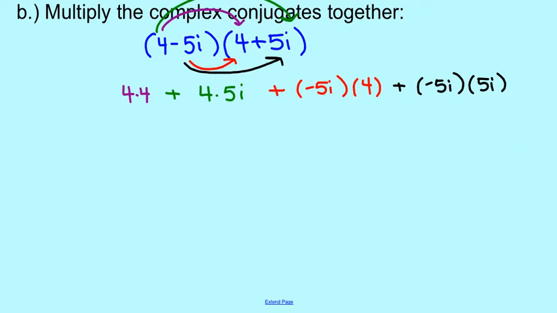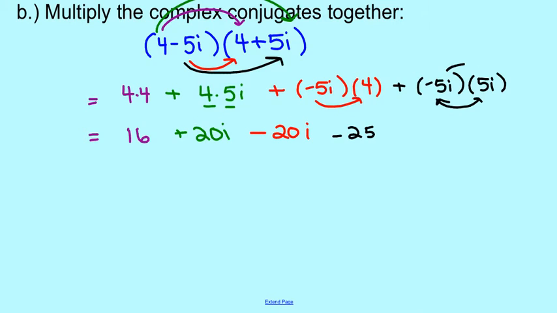Now let's simplify. The first term, 4 times 4 is 16. Next term, 4 times 5i. So we multiply the 4 and the 5 together to give us 20, and then we have i. Next, negative 5 times 4 is negative 20, and then i. Last, negative 5 times negative 5 is negative 25, and we have to multiply the i's together, so i times i is i squared.